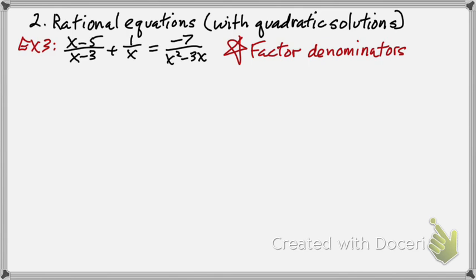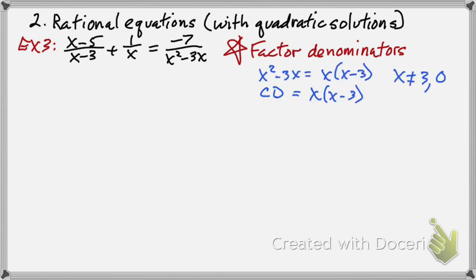My hint here is factor your denominators before you do anything else. So that's what I'm going to do. On the right-hand side, I've really got x times x minus 3. Now to find the common denominator, I'm seeing in my left fraction x minus 3, my second fraction x, and on the right-hand side, x times x minus 3. Well, all I need is one of each of those different kinds multiplied together. So my common denominator is just x times x minus 3.